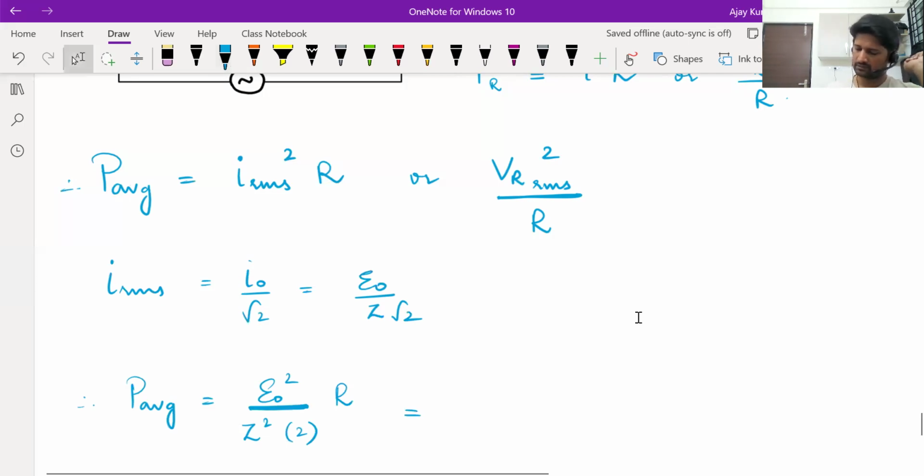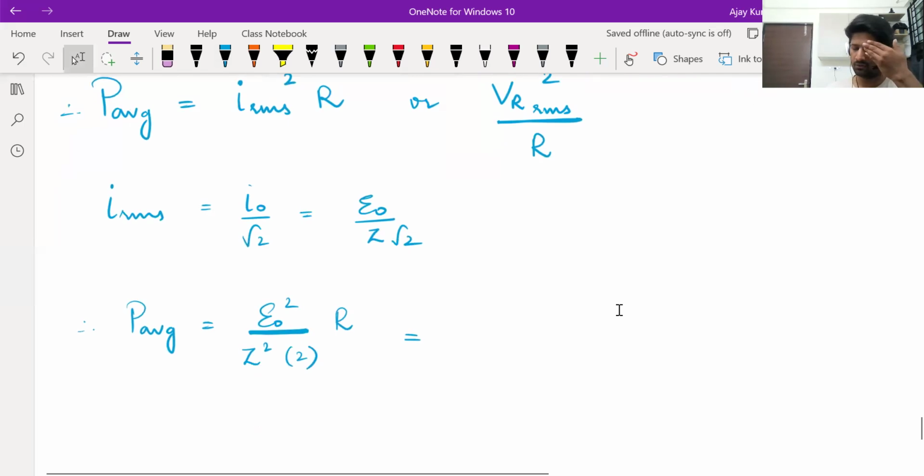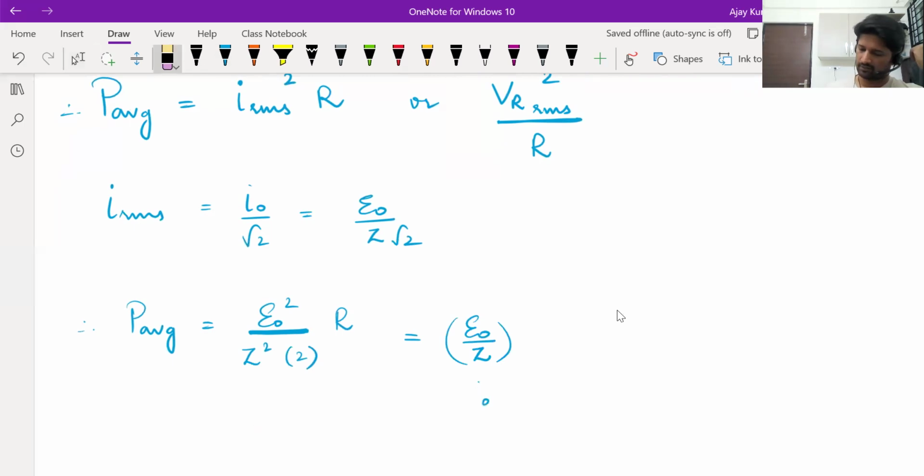We can write this as, now 2 can be taken as root 2 into root 2. So I'll write this as E naught by Z root 2. E naught by Z is I naught. Divide by root 2 becomes I RMS, into another E naught by root 2. E naught by root 2 is E RMS, RMS value of the voltage. And what will you be left with? R by Z.